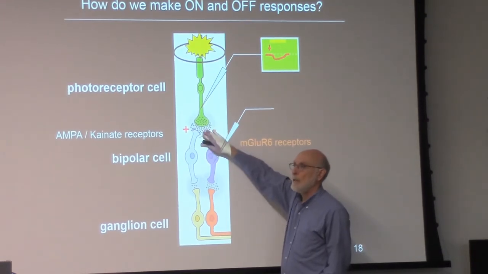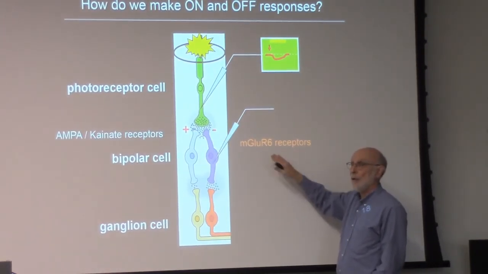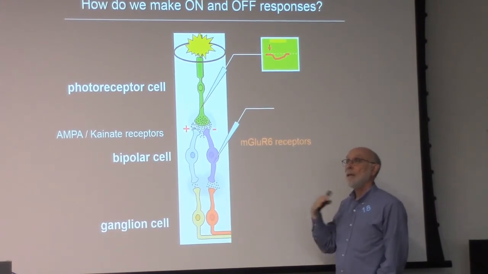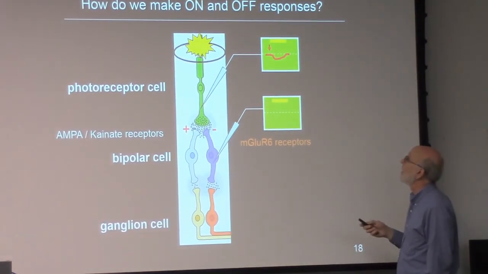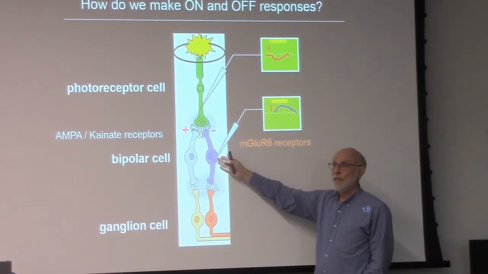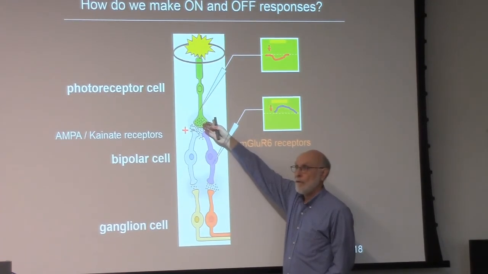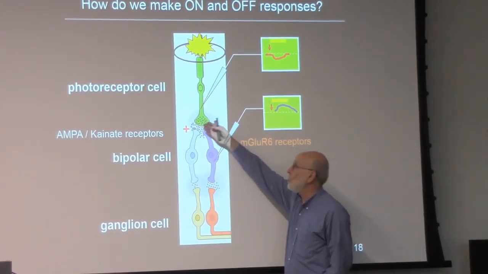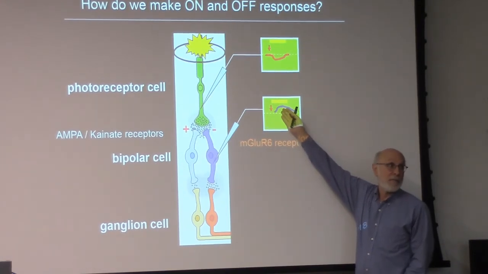Decreased glutamate activates an inhibitory receptor. Decreased inhibition is going to cause a depolarization of this bipolar cell. Decreased amount of neurotransmitter, so decreased inhibition allows it to depolarize.